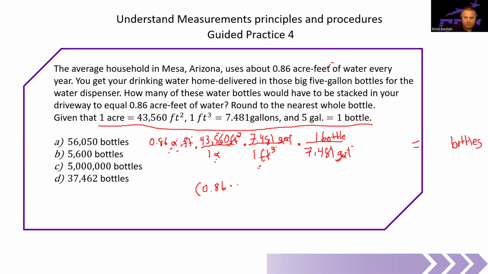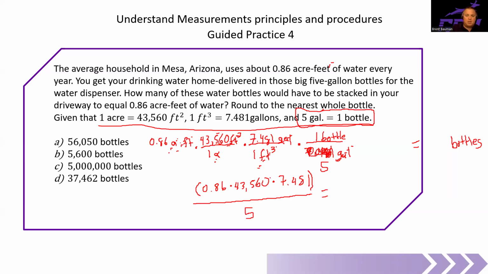And we're left with 0.86 times 43,560 times 7.481 times 1. We don't need that. And in the denominator, we're left with... oh, I made a mistake here, didn't I? Okay, so it's 1 bottle per 5 gallons. We're using this last one. Sorry about that. So we have 1 bottle per 5 gallons. So we're dividing this by 5.